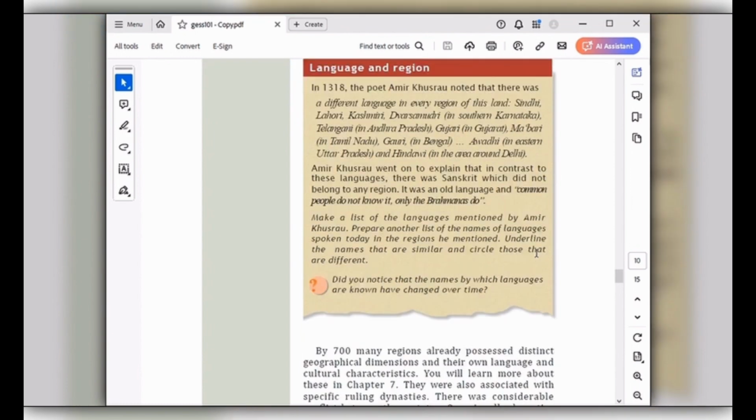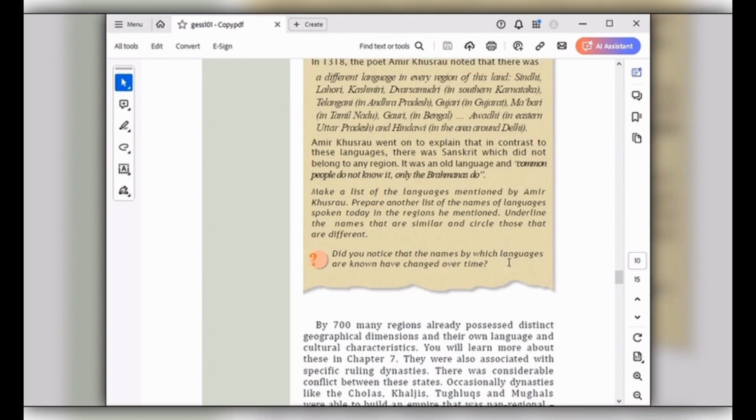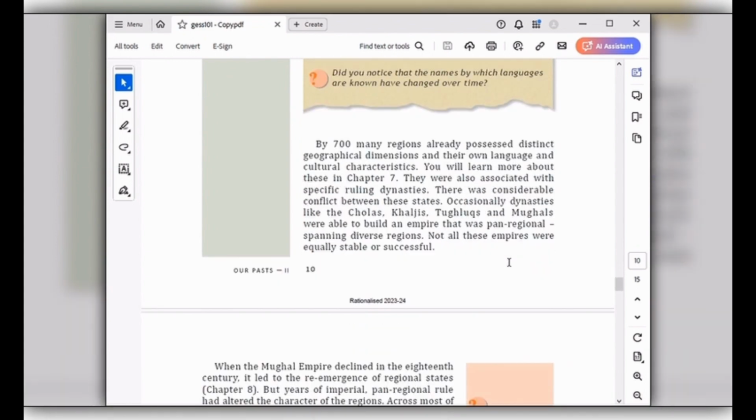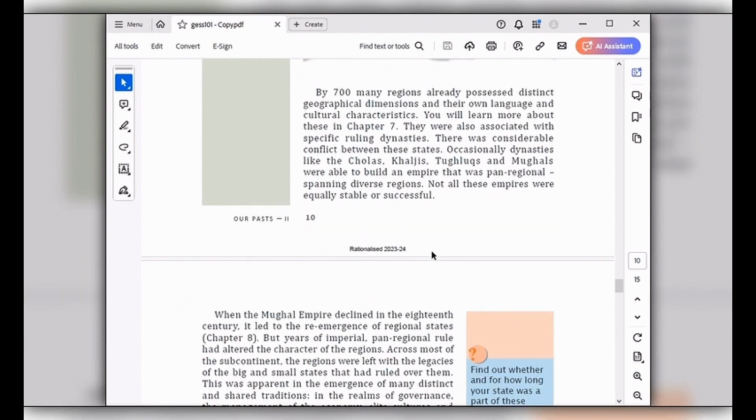So did you notice that the names by which languages are known have changed over time? Yes, definitely. By 700, many regions already possessed distinct geographical dimensions and their own language and cultural characteristics. They were also associated with specific ruling dynasties. There was considerable conflict between these states. Occasionally, dynasties like the Cholas, Khaljis, Tughlaqs, and Mughals were able to build an empire that was pan-regional, spanning diverse regions. Not all these empires were equally stable or successful.